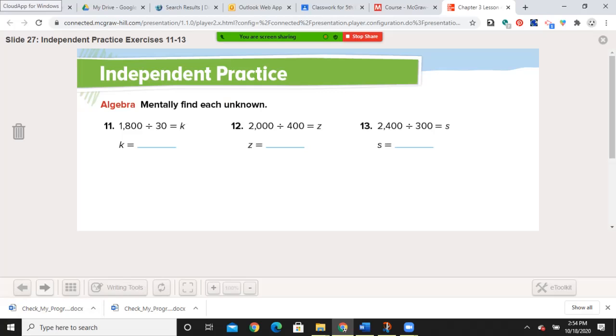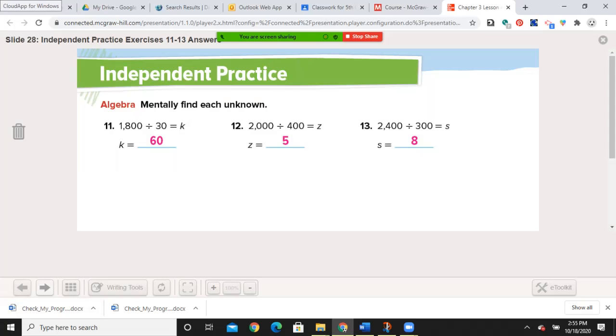Let's try these ones, 11, 12, and 13. Find the unknown. And in this case, the unknown is simply the answer. So you're going to do the same thing that you did on previous problems. So go ahead and pause the video. I'll see you on the other side. Welcome back. Let's see how you did.